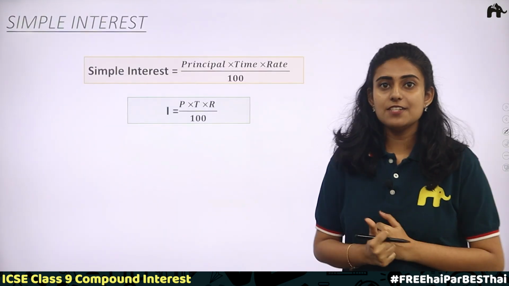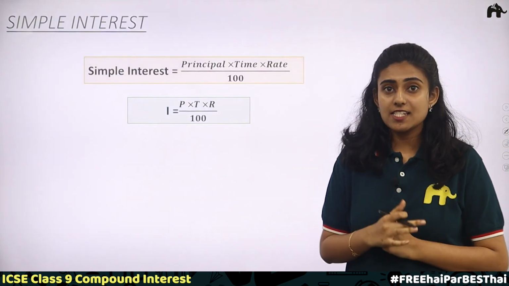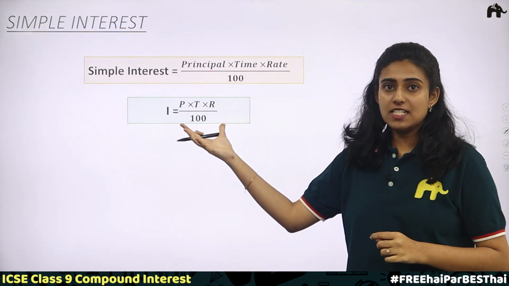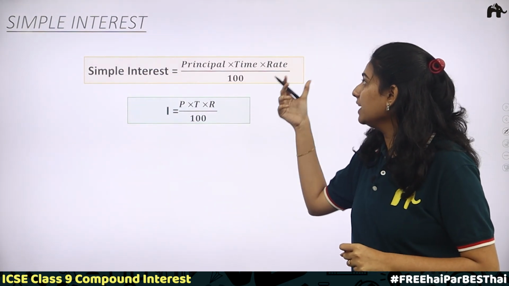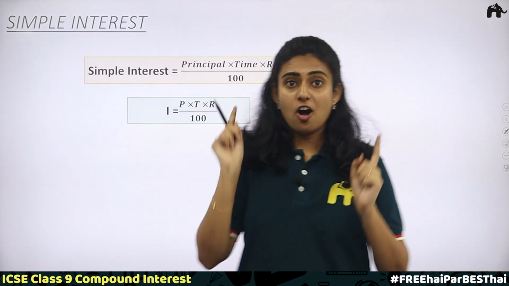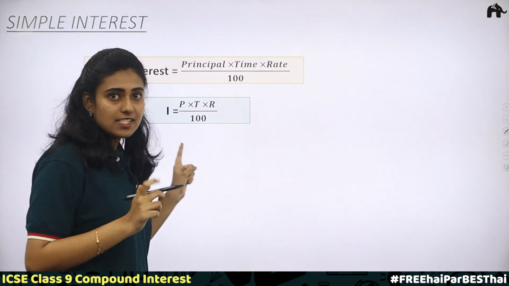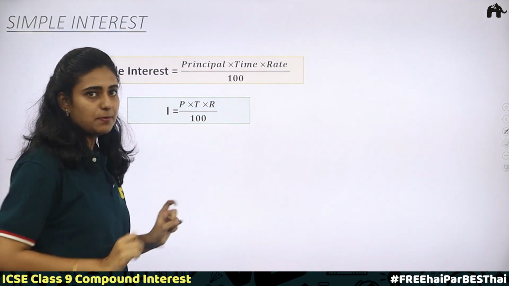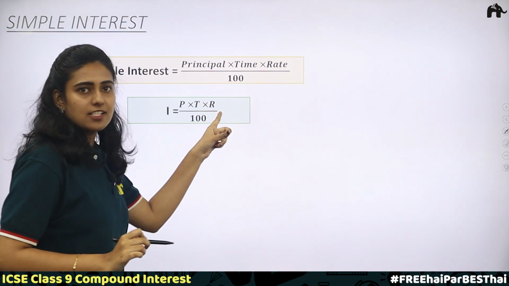This is a formula which we have studied in class 8 to calculate the simple interest, or simply the interest. Simple interest is equal to principal into time into rate of interest divided by 100. Or simple interest, I is equal to PTR by 100, where P is the principal, T is the time and R is the rate of interest.